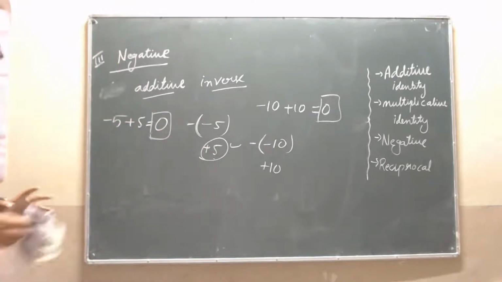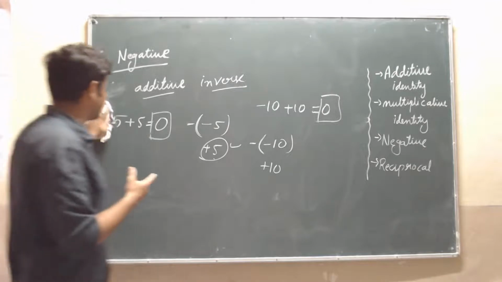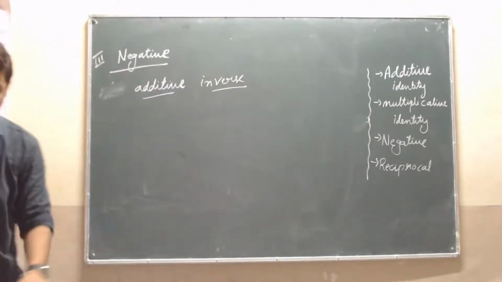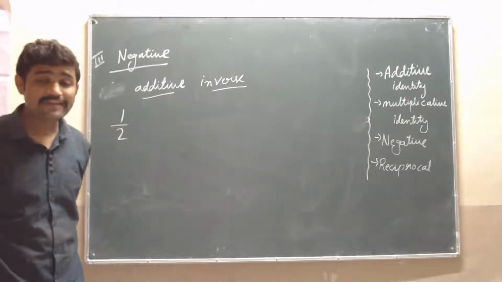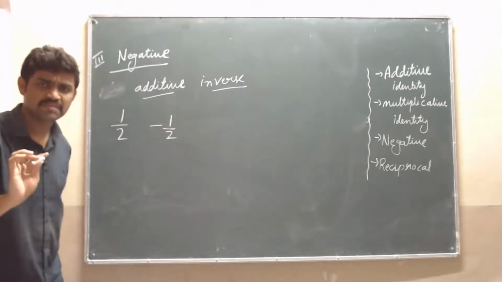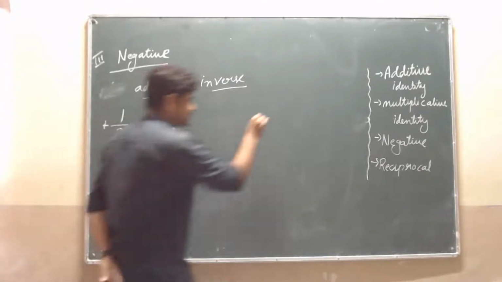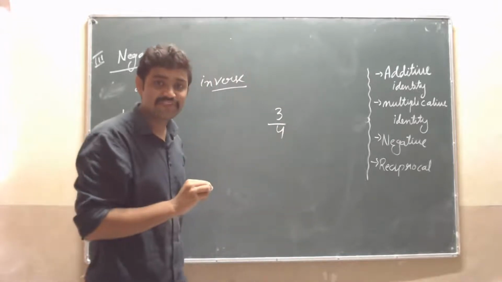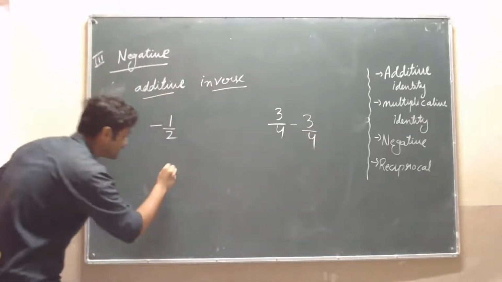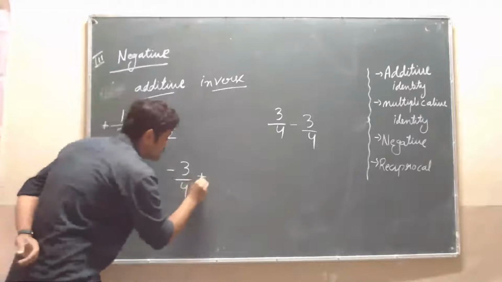Now we have checked natural numbers as well as integers. Then what about the rational numbers? Take one more example. 1 by 2. What is the negative of 1 by 2? Simple, the sign is plus, so it changes to minus. One more example, that is 3 by 4. What is the negative of 3 by 4? That is minus. Then what is the negative of minus 3 by 4? Simple, the sign changes here, it changes to plus.